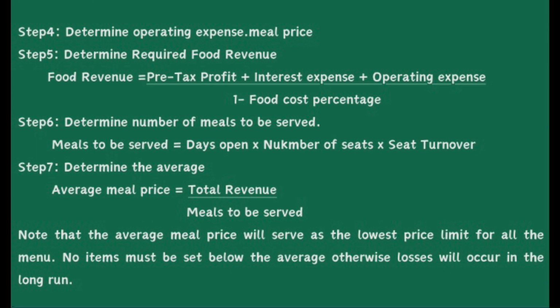Step 6, determine number of meals to be served. Meals to be served equals days open times number of seats times seat turnover. Step 7, determine the average meal price. Average meal price equals total revenue divided by meals to be served. Note that the average meal price will serve as the lowest price limit for all the menu. No item must be set below the average, otherwise losses will occur in the long run.